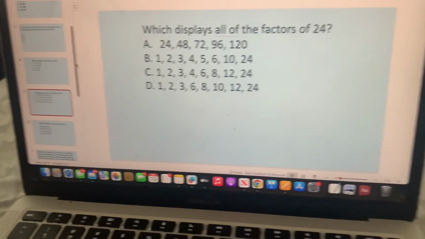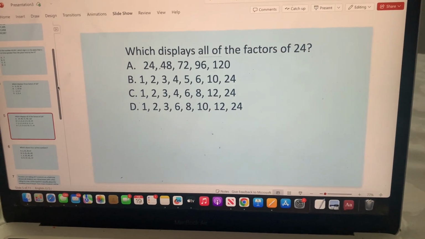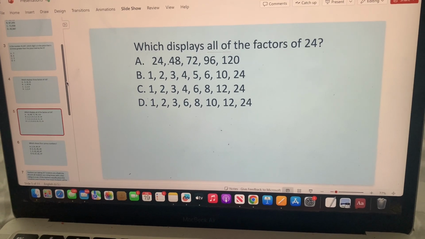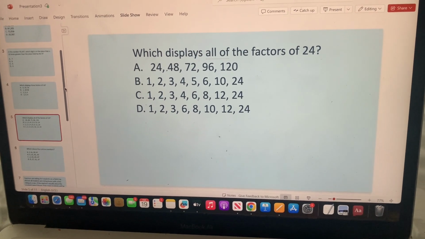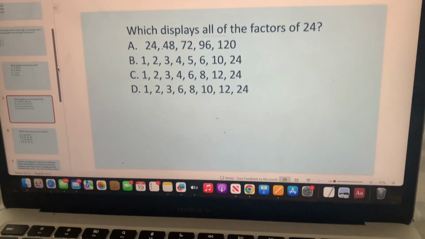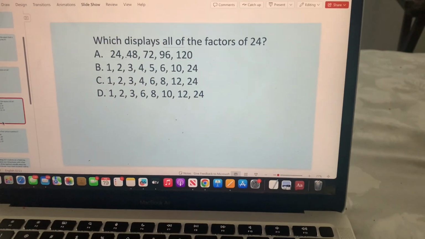Looks like C again. So why not D? Take a moment. Why not D? Because of 10. 10 is not a factor of 24. 10 times nothing gives us 24. Okay.